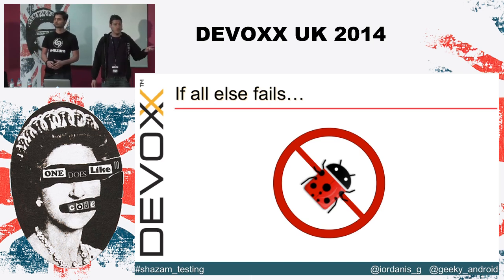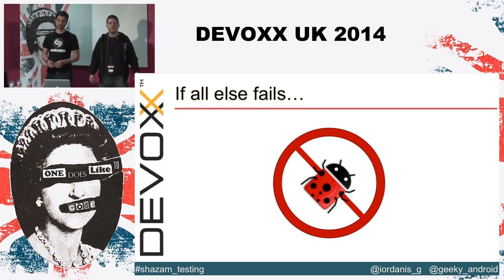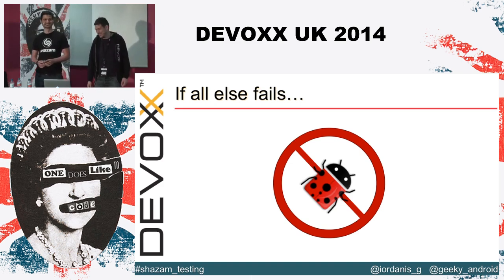They also deal with things that, as Jordan mentioned before, we cannot automate, such as, is the UI smooth? Do the animations work? For that, you need a human person to verify that things look okay.